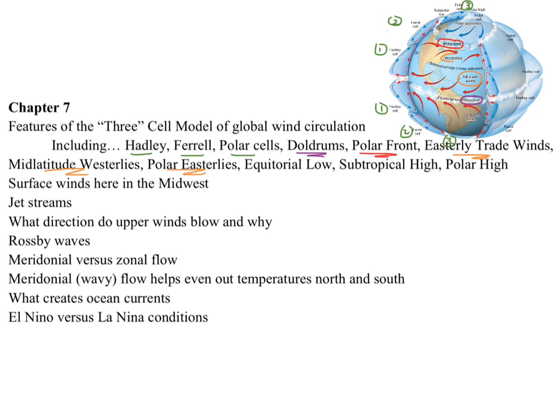So the Doldrums, we said, are associated with the intertropical convergence zone. And I don't think the ITCZ is on this test. Is that crazy or what? As much as I love it, right? But the Doldrums are associated with a hot spot, those kind of variable low winds. The polar front is between, remember, the Ferrel and the polar cell.